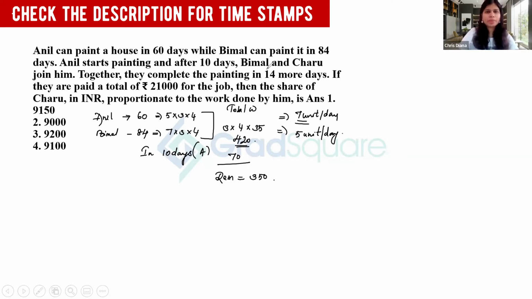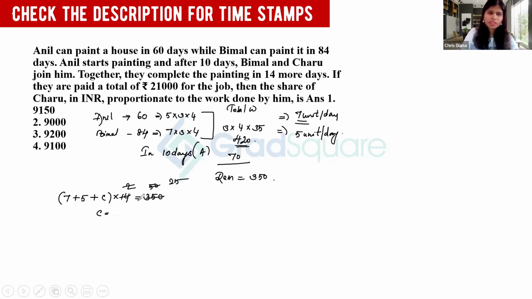Now let's see what is happening. Bimal and Charu are going to join him. So per day work, with all three working together, Anil would do 7 units, Bimal would do 5 units, and I do not know how much Charu is going to do. Together, they finish the work in 14 days, so this is the amount of work finished in the remaining 14 days. So I can just equate it. Now 7 goes here 2 times and 7 goes here 50 times. 2 goes here 25 times.